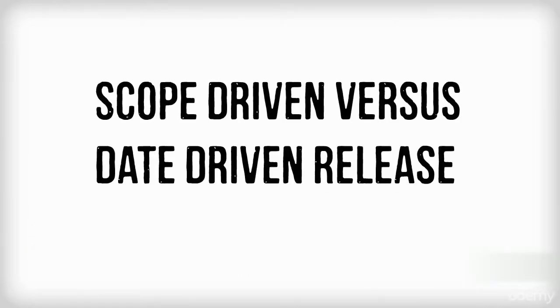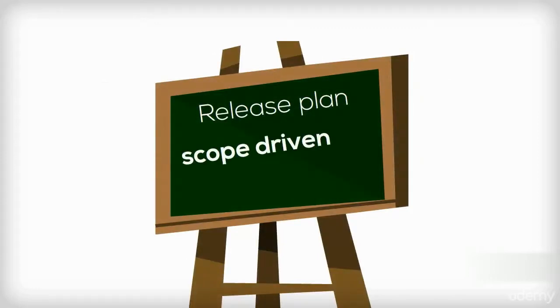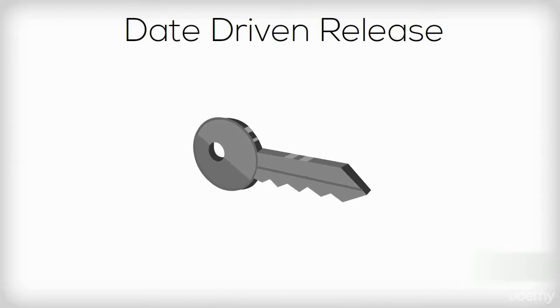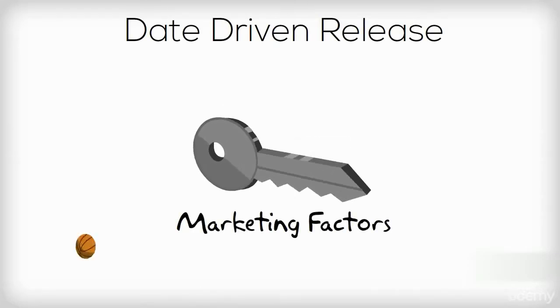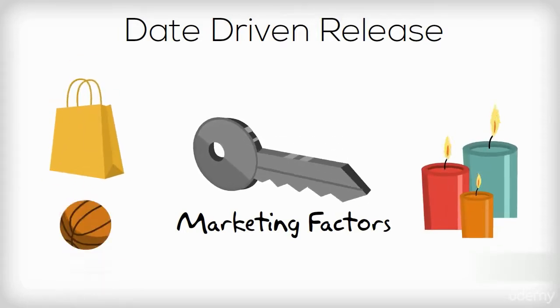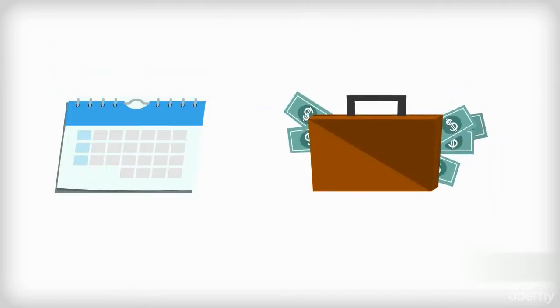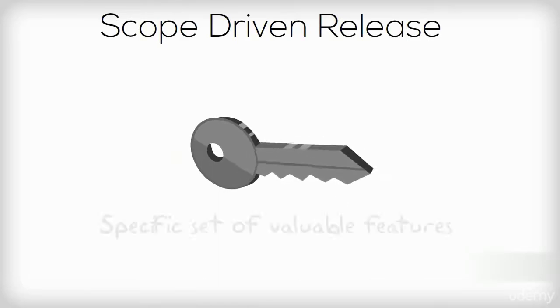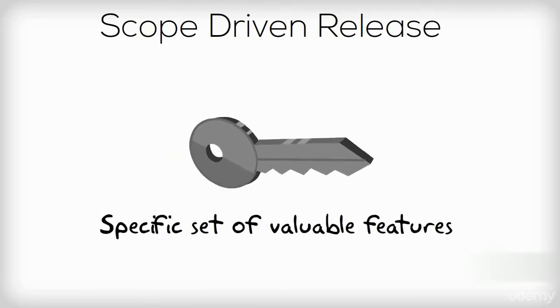Scope-driven versus date-driven release. A release plan is usually either scope-driven or date-driven. The key drivers for a date-driven release are usually marketing factors such as a sporting event, peak shopping season, or national holiday. The chosen date is usually related to a source of revenue for the business. The key driver for a scope-driven release is a specific set of valuable features.